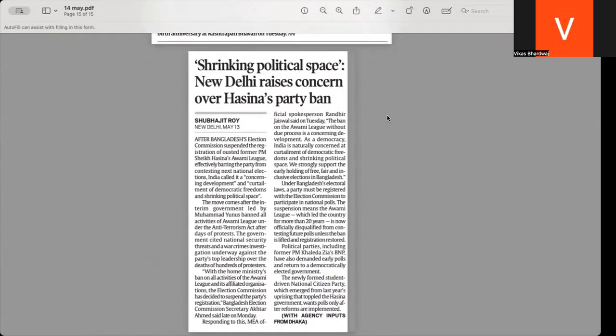The ban on the Awami League without due process is a concerning development for democracy. India is naturally concerned at the curtailment of democratic freedoms and shrinking political space. We strongly support the early holding of free, fair, and inclusive elections in Bangladesh. The party must be registered with the Election Commission to participate in national polls. Suspension means the party which led the country for more than 20 years is now officially disqualified from contesting future polls unless the ban is lifted and registration restored.